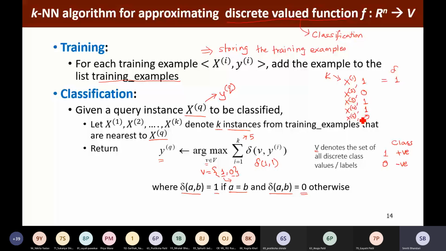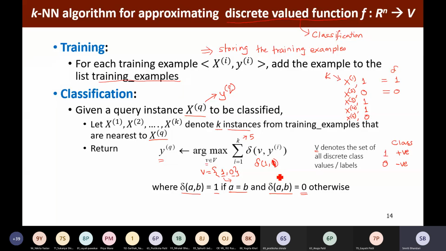Now for i equal to 2, my v value is 1, and what is my y2? It is 0. So delta(1, 0): v is 1 and the label for this sample x2 is 0, so there is a mismatch. This delta function will provide the value 0. Now for i equal to 3, I am doing it for v equal to 1, so the v value is 1, and what is my yi? yi is 1.